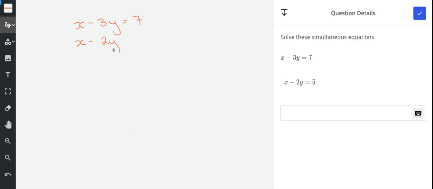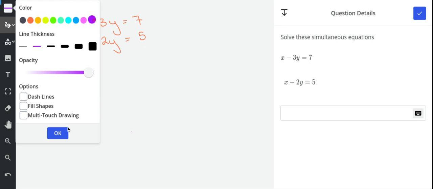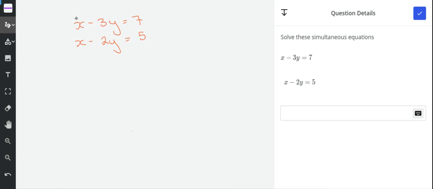x minus 2y equals 5. So the reason I say this is nicely set up for elimination is because this x variable has the same coefficient of 1, and they're the same sign. So I can take these two equations and I can subtract them.